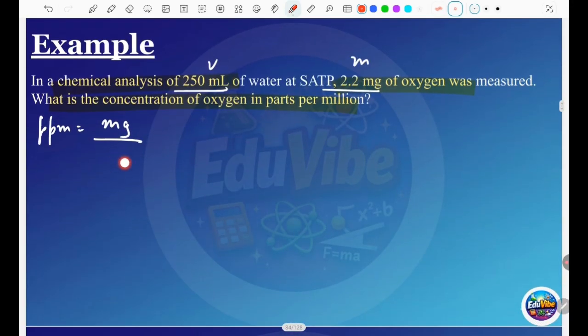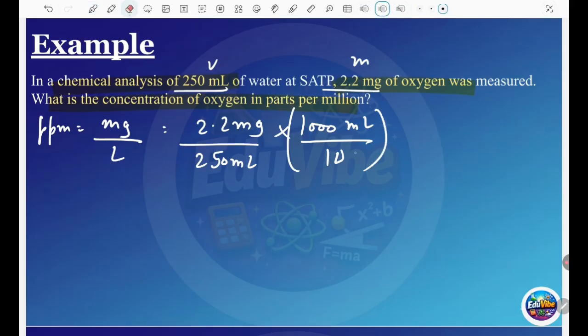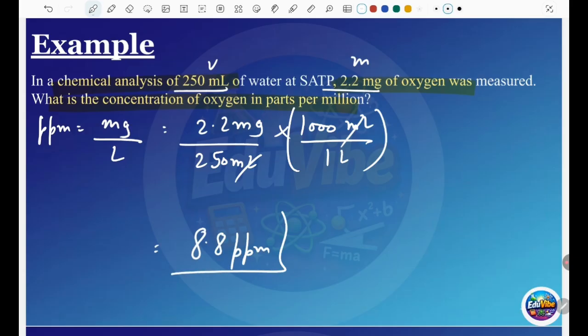So we do mg upon liters in that case, which is 2.2 mg divided by 250 ml, multiplied by the conversion factor for liters. Or you can do it on your own, with separate steps. It's up to you. When you calculate this, you get about 8.8 ppm.